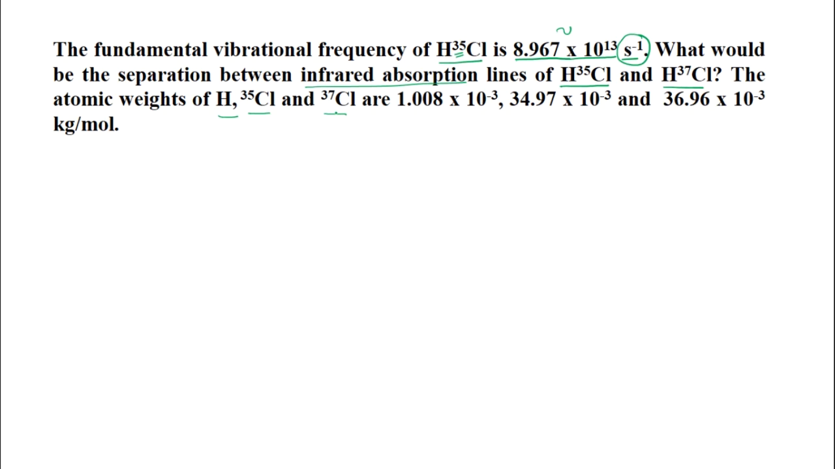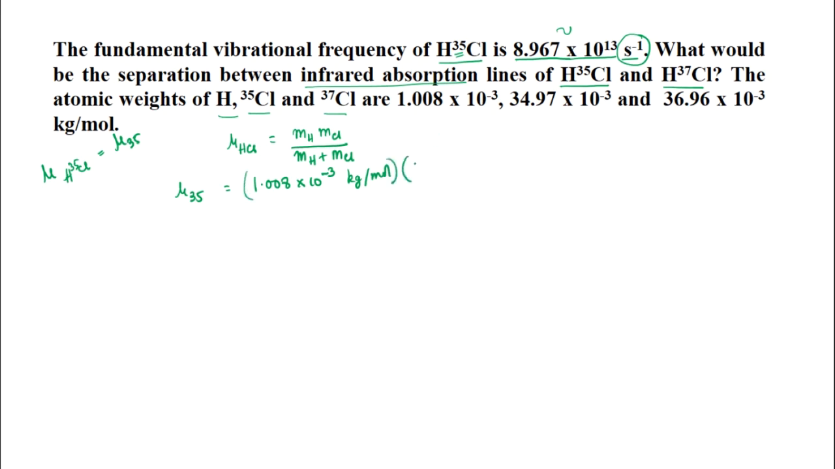We know that the reduced mass of HCl is given by mass of hydrogen times mass of chlorine divided by the mass of hydrogen plus mass of chlorine. For H35Cl, the reduced mass of this molecule, in short we will write mu 35. So, we can write mu 35 equals 1.008 times 10 to the power minus 3, that is in kilogram per mole.